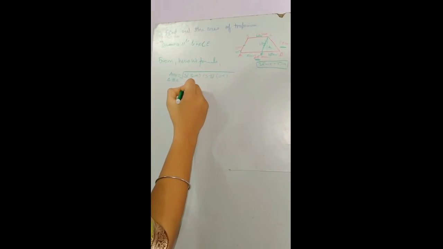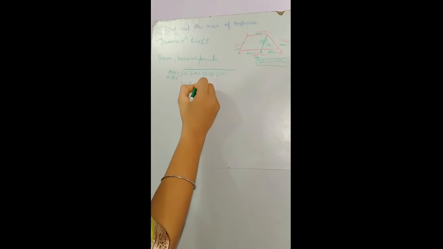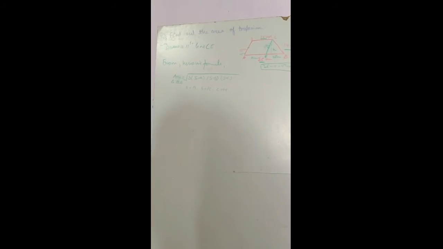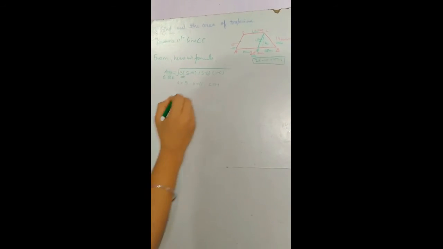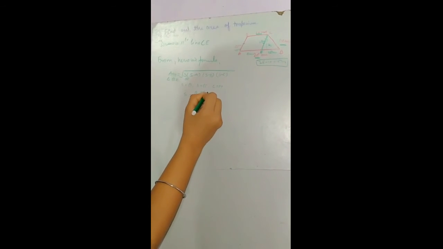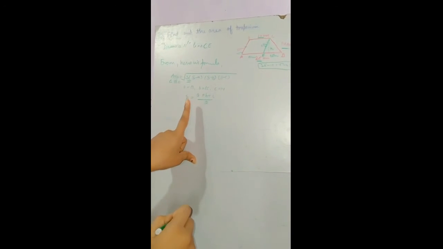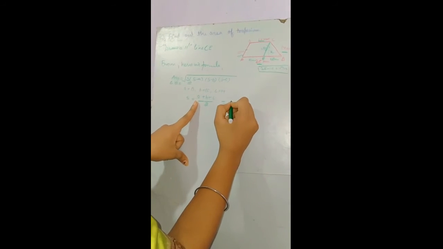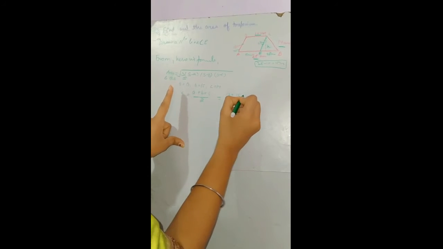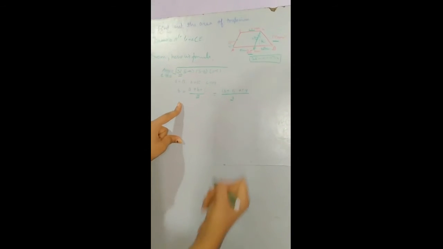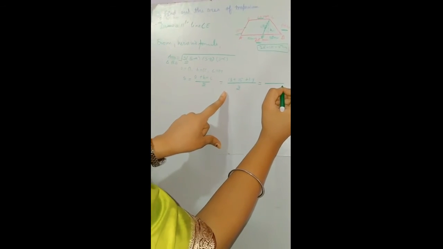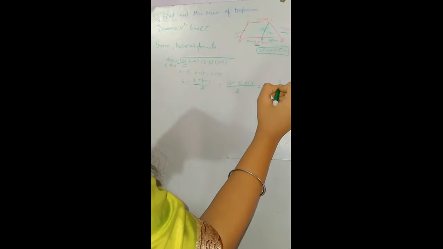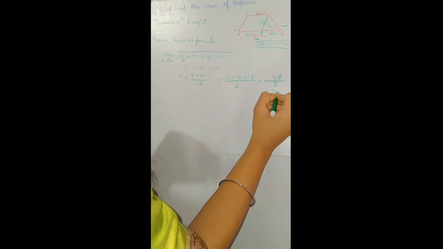In this we have A is equal to 13, B is equal to 15 and C is equal to 14. Correct? So how will we find S? S is equal to A plus B plus C divided by 2. This is Heron's formula. We learned this in our previous class. So we will put all these values here: 13 plus 15 plus 14 divided by 2. After adding, what will we get? 3 plus 5, 8 plus 4, 12, 42, which is 21 centimeter.